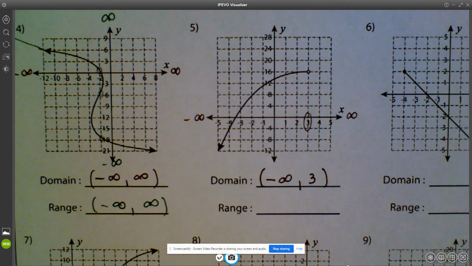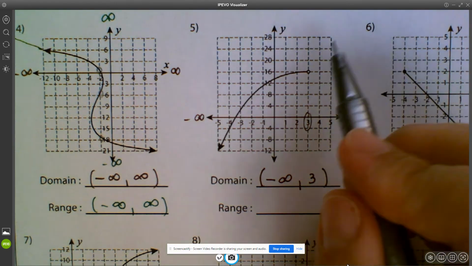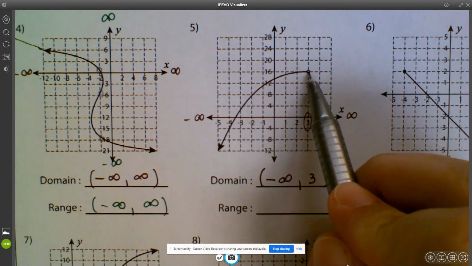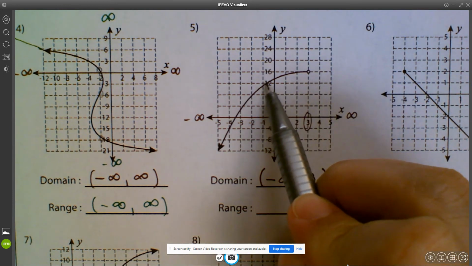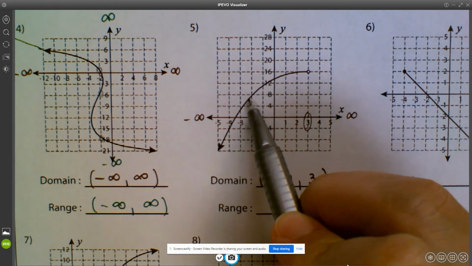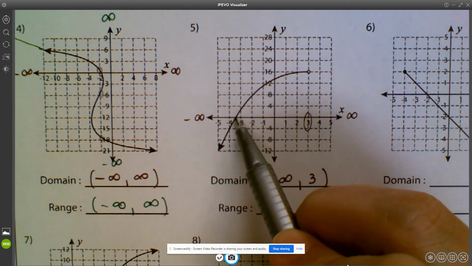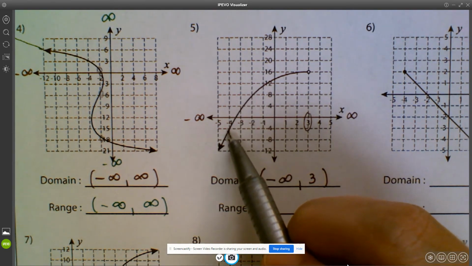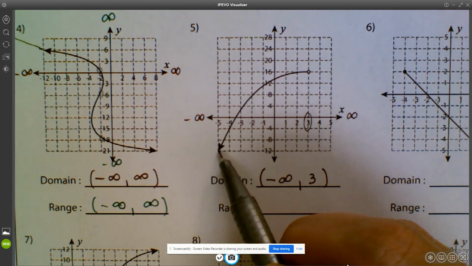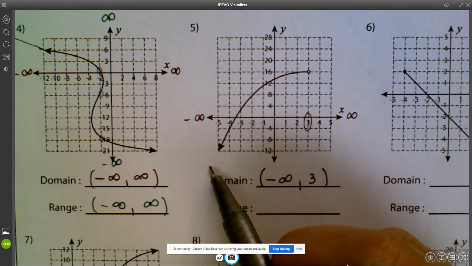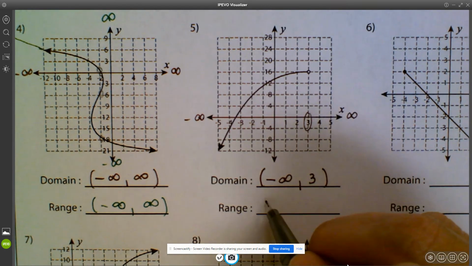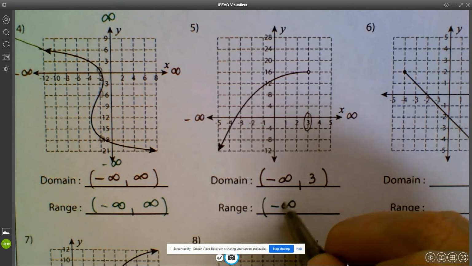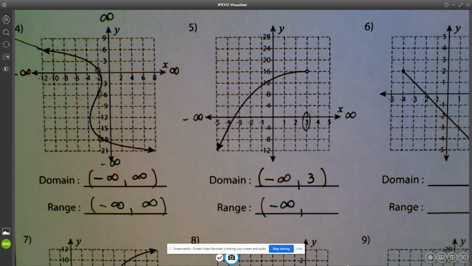And it's an open circle, therefore I put a parenthesis. All right, for the range, how low does this thing go? Well, let's count or mark our y coordinates. Here, y is 16. Here, y is 12. Y is 8. Y is 4. Y is 0. Y is -4. Y is -8, -12, negative something, negative something. So my lower bound on my range is negative infinity.